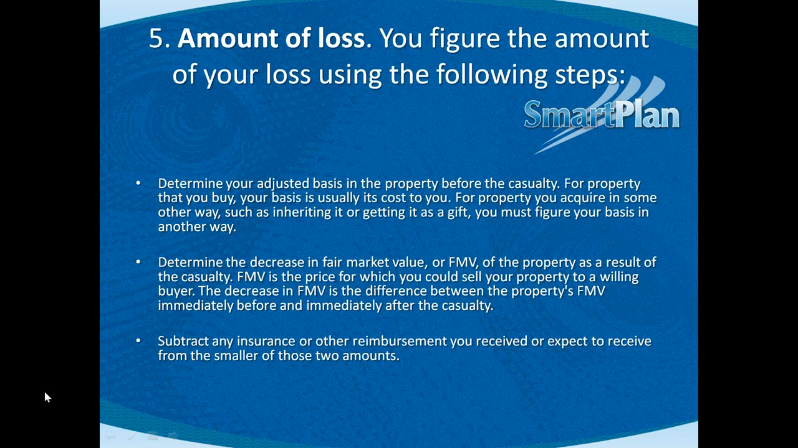And then you determine the decrease in the fair market value, also called FMV, of the property as a result of the casualty. In other words, whatever the decrease in the value from before the storm to after the storm would be your casualty. And once you get what that difference is, or what that casualty loss is, then you subtract any insurance or other reimbursement you received or expect to receive from the smaller of those amounts.